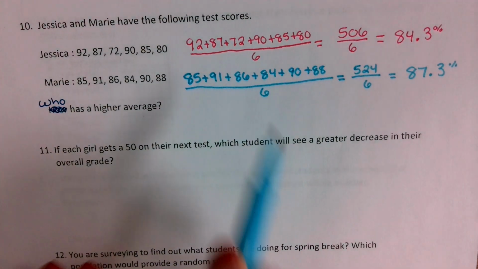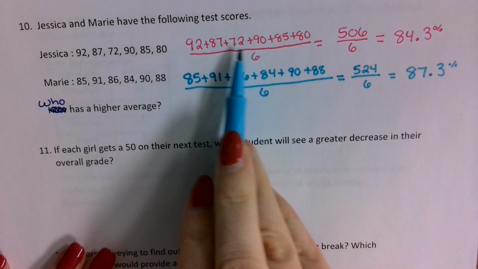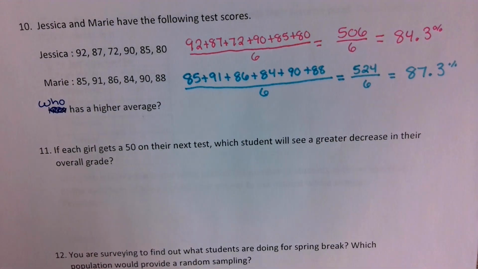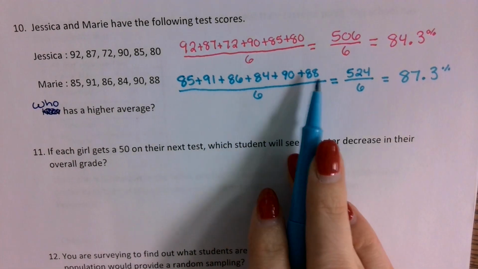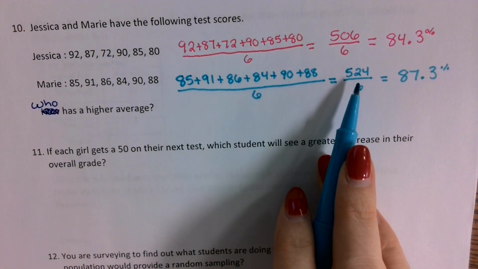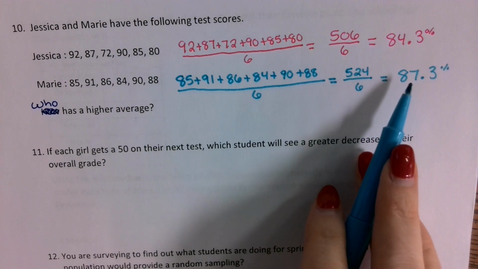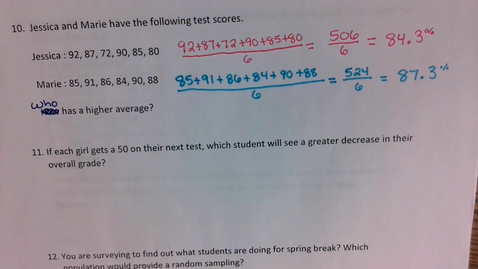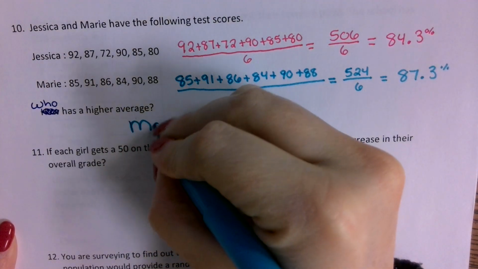Yeah, 87.3. Okay, so again, if you add the values together, we take all of Jessica's scores, add them up, and we get 506. Then we divide it by the 6 scores that she has, you get about 84.3. When you do the same thing for Marie, add them all up, you get 524. Divide that by 6, you get 87.3. So who has a higher average? Marie. Marie's going to have a higher average.